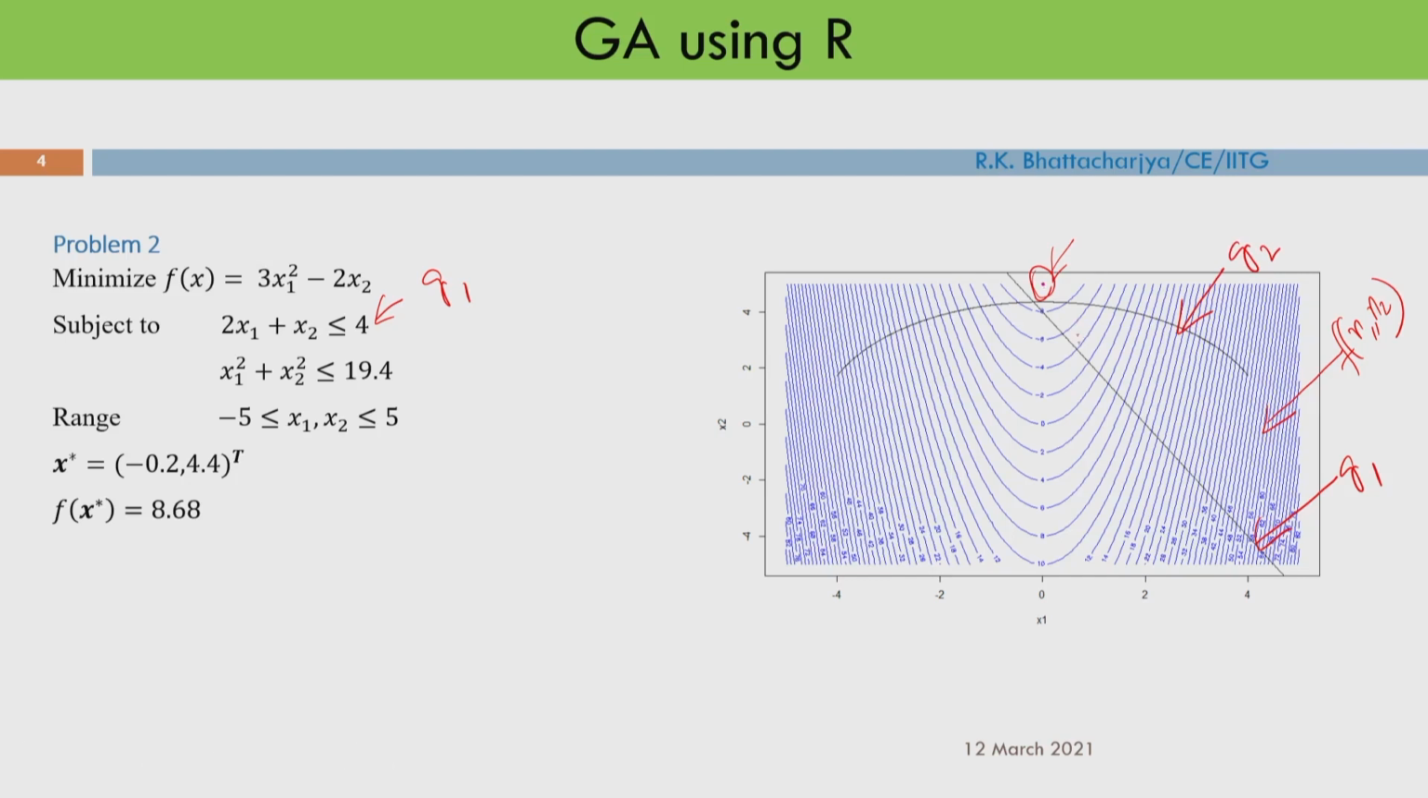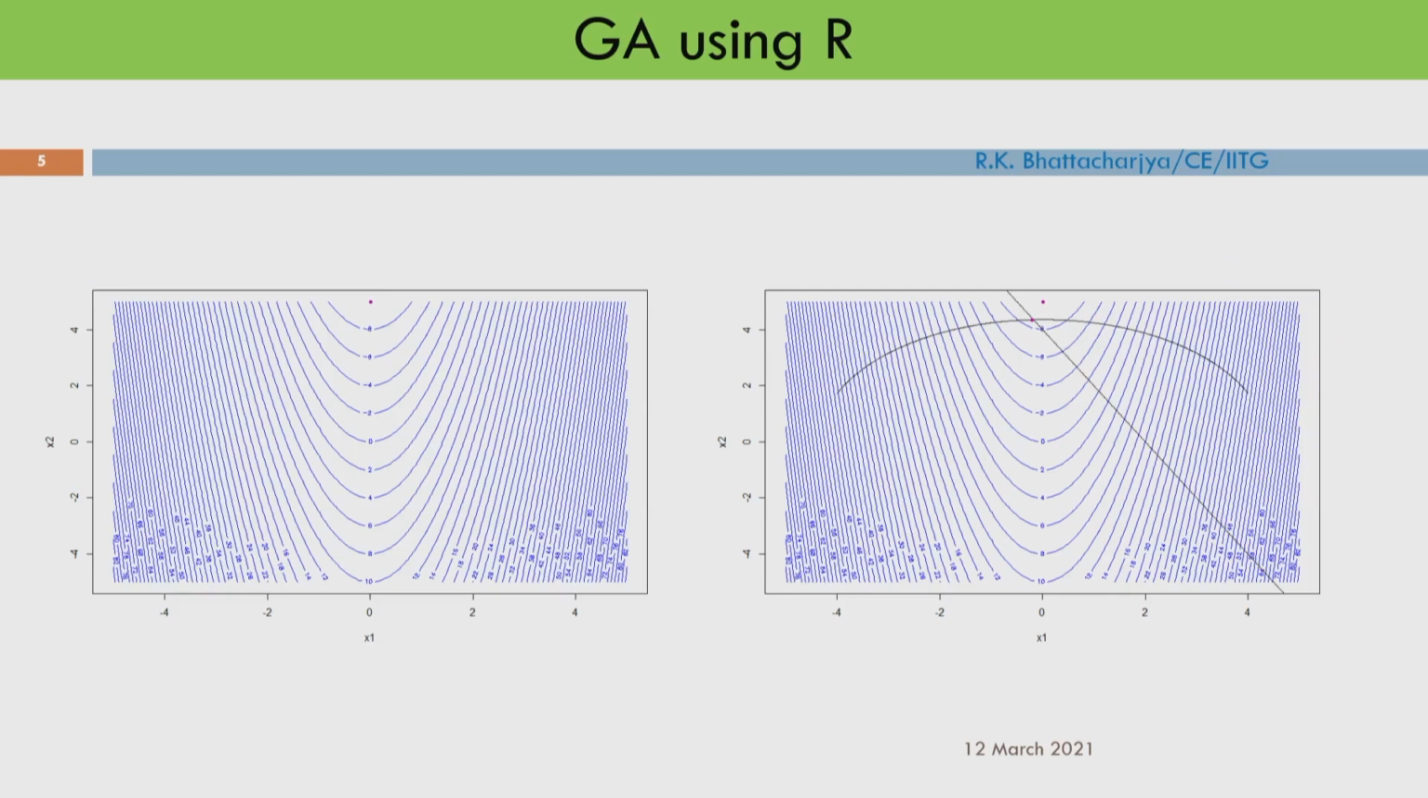Any solution in this particular region will be an infeasible region. Therefore, the earlier solution is not a feasible solution, because it will violate the constraint, and so I need to find the constrained solution of this problem. The constrained solution should be somewhere here. The solution is minus 0.2 and 4.4, and the objective function value is 8.68. So, this is the unconstrained solution of this problem, and this is the constrained solution.